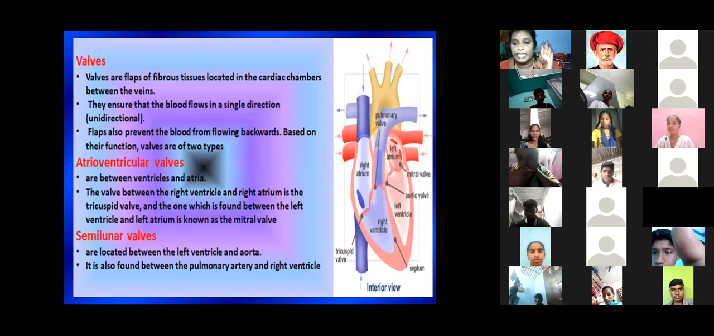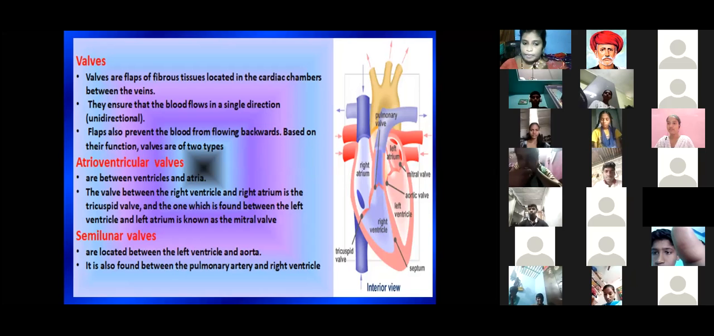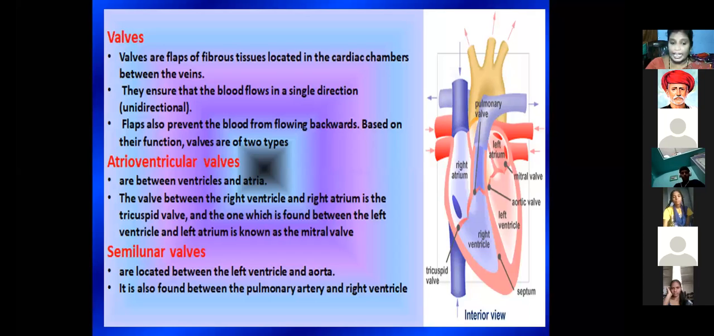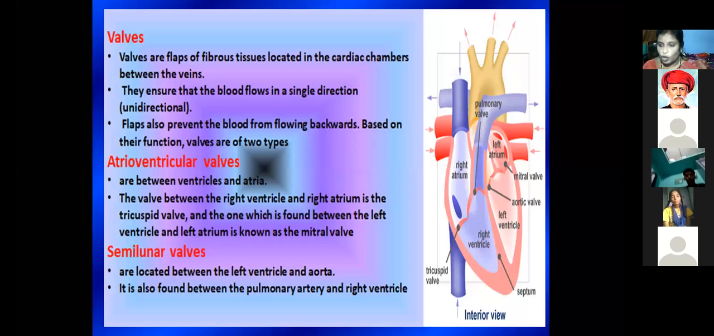Okay. Mainly there are atrioventricular valves and semilunar valves. The atrioventricular valves are again the bicuspid valve and the tricuspid valve. And the semilunar valves are the aortic and pulmonary valves. During their activity, the valves' main function is to keep the blood flowing to all parts of the body in only one direction. Valves are flaps of fibrous tissue located in the cardiac chambers between the vessels.